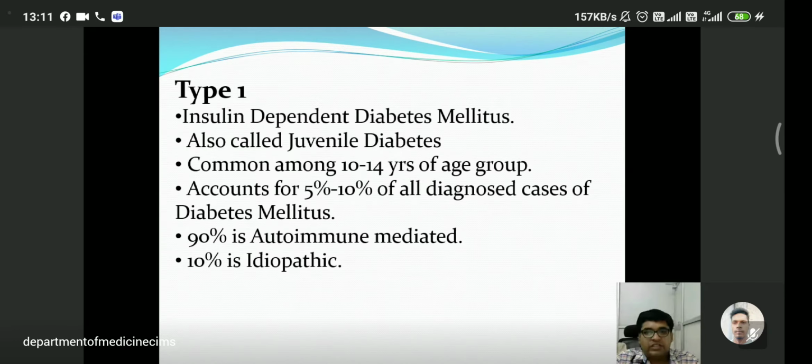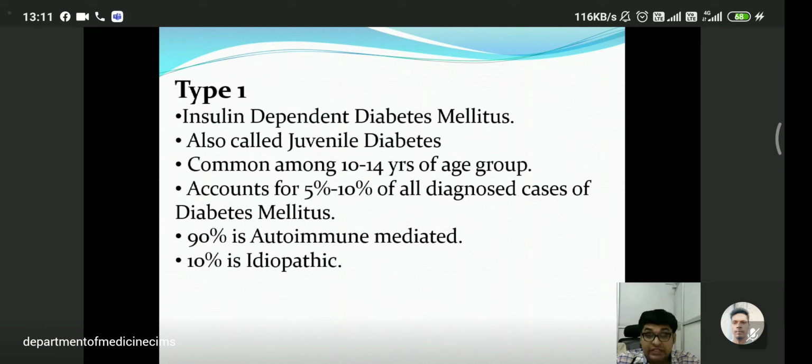So what is type 1 diabetes? It is also known as insulin dependent diabetes mellitus. Although this term is obsolete now, they are insulin dependent. Earlier, type 1 was known as insulin dependent, and type 2 as non-insulin dependent. Okay. So type 1 is insulin dependent diabetes mellitus. It is also known as juvenile diabetes.